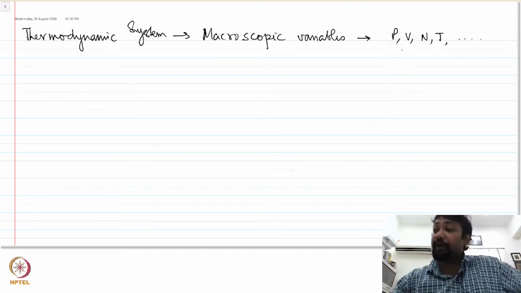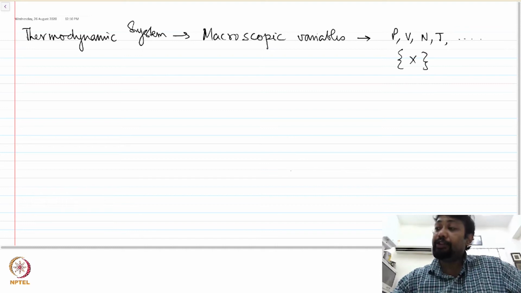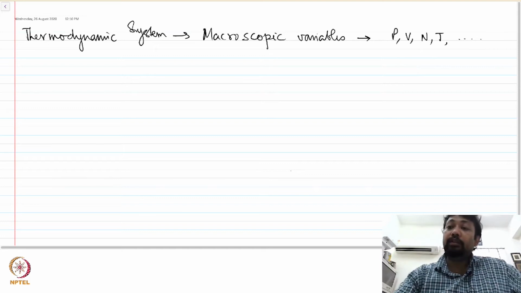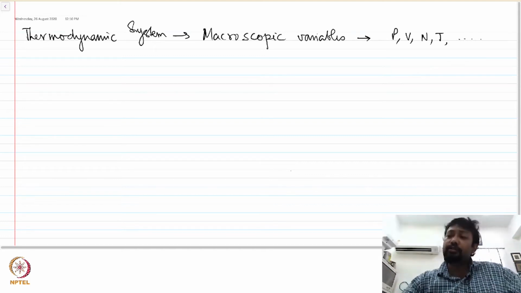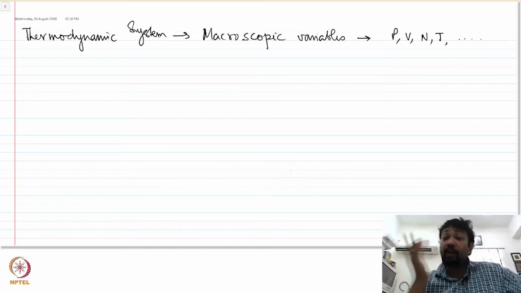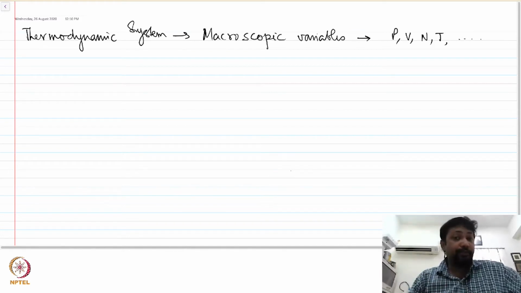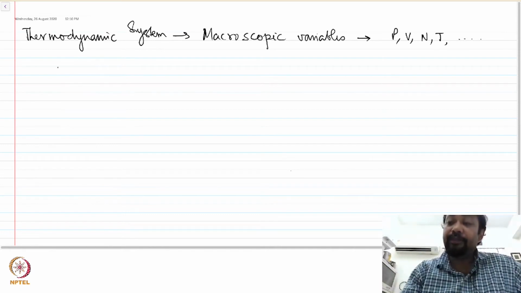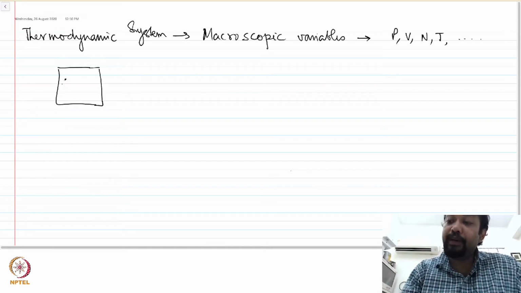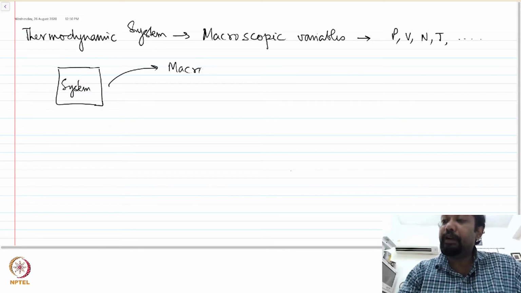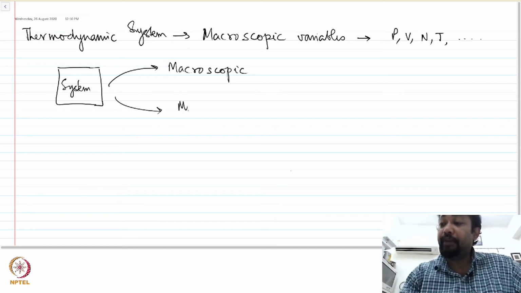So there's a set of macroscopic variables. What are the characteristics of these macroscopic variables? Please remember one thing, that for any system that you consider, I have two perspectives of looking at it. One is the macroscopic perspective, which we just described. The other is the microscopic perspective.